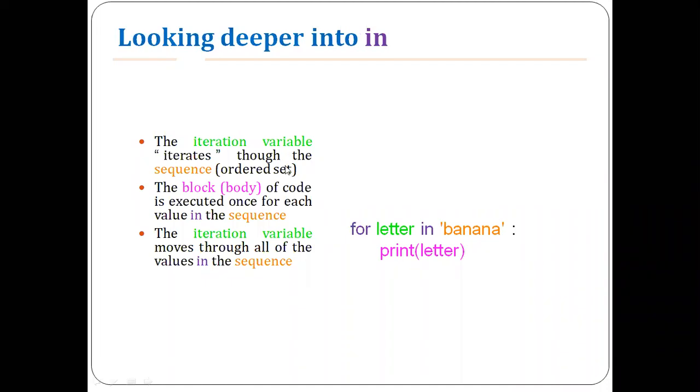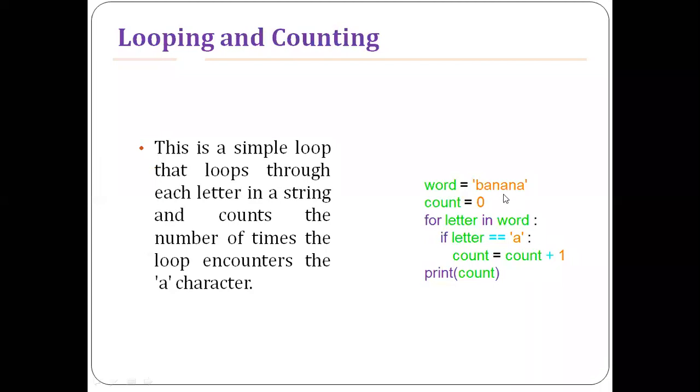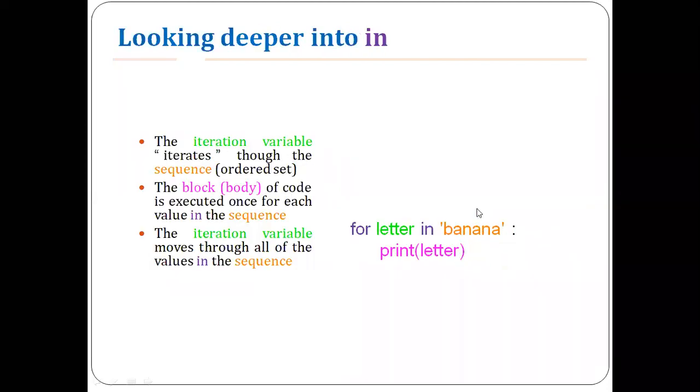And the same thing, just instead of storing the character of the whole string in a variable, what I am doing is that I am using the string literal, banana we are using. The iteration variable iterates through the sequence. The block of code is executed once for each value in the sequence. The iteration variable moves through all of the values in the given sequence, right? We are having a sequence here. This is called the ordered set or the sequence.